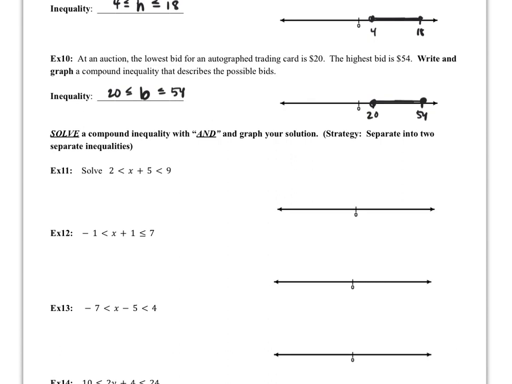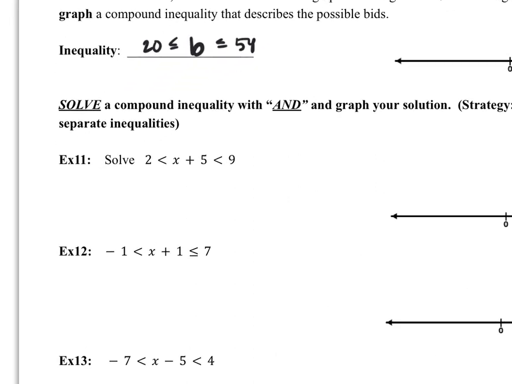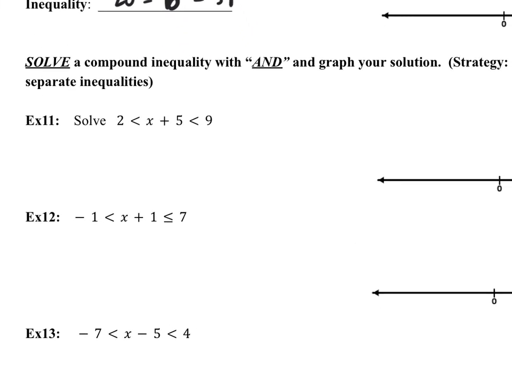So now we're going to get to solving a compound inequality with "and". There's a strategy that I'll show you, but there's also a way you might prefer. The first way is to think of it as solving two completely separate inequalities, almost as if they're unrelated. So the first one would be to solve the inequality 2 is less than x plus 5. And then after I've solved that, I would come back and solve the inequality x plus 5 is less than 9. So I could split it into two separate inequalities and solve them each individually.